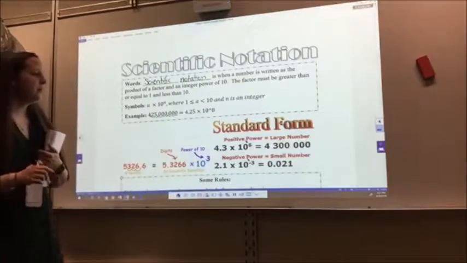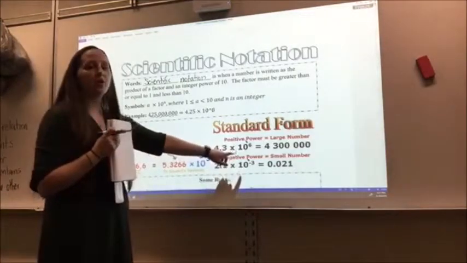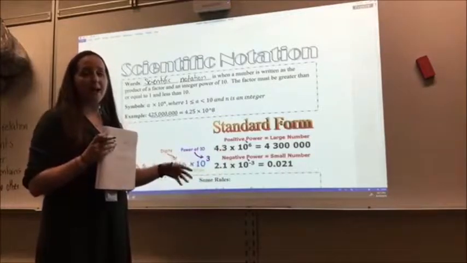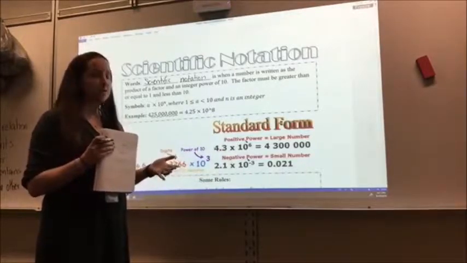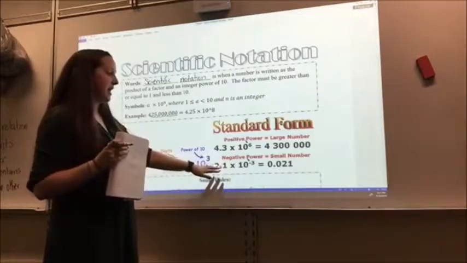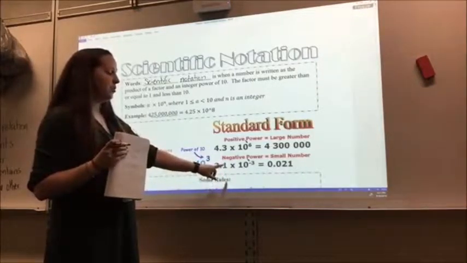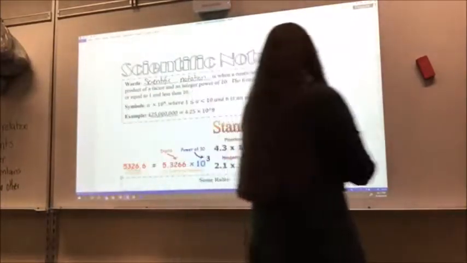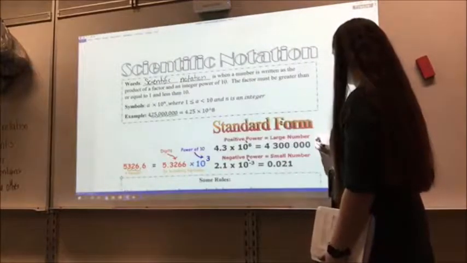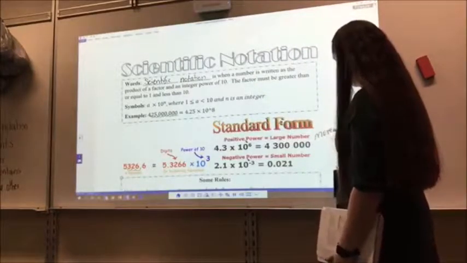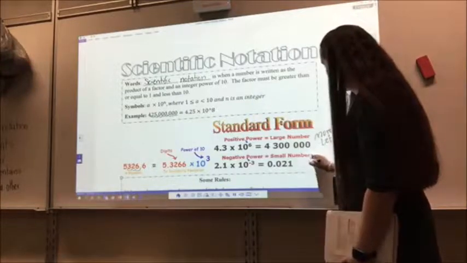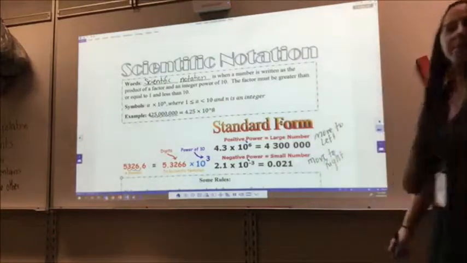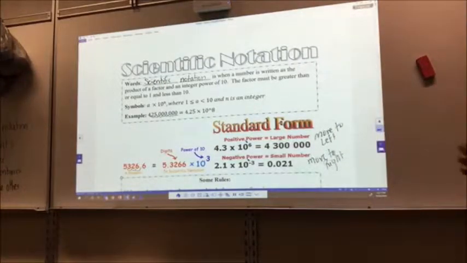Positive powers mean that they're larger numbers. Negative powers mean that they're smaller numbers. You can still get a positive or a negative exponent, and you can still do this exact same thing. Negative exponents you're going to move to the right. Positive exponents are to the left. So positive, move to the left. Negative exponents you move to the right.